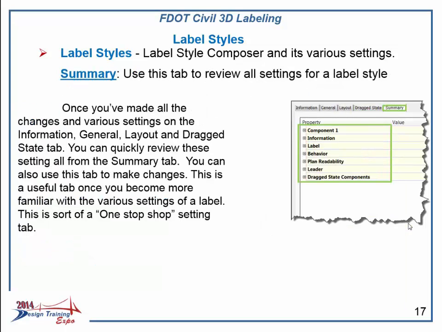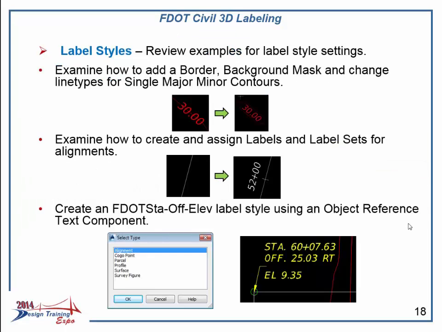Last, you have the Summary tab. This is where you use to review all the settings from the Information, General, Layout, and Drag State tab all in one location. This tab is useful once you become more familiar with the various settings of a label. Now that we've reviewed some of the settings for the Label Style Composer, let's review some examples.